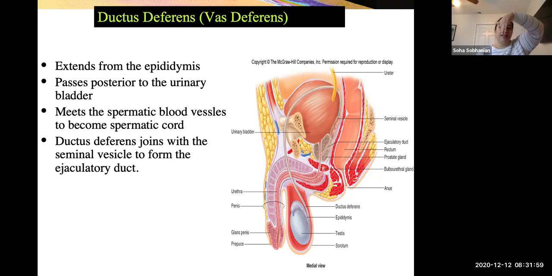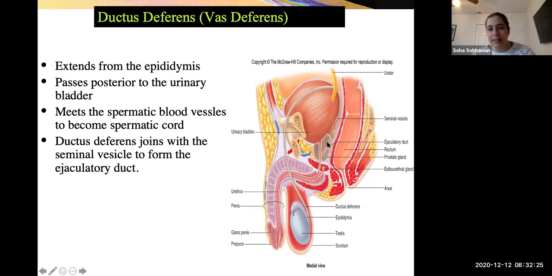So ductus deferens comes in and merges with the tube that comes from the seminal vesicle. And this tube that is created right here is called the ejaculatory duct. So this little kind of oblique tube that is coming, which is a result of merging both your ductus deferens and the seminal vesicle together, is referred to as the ejaculatory duct.